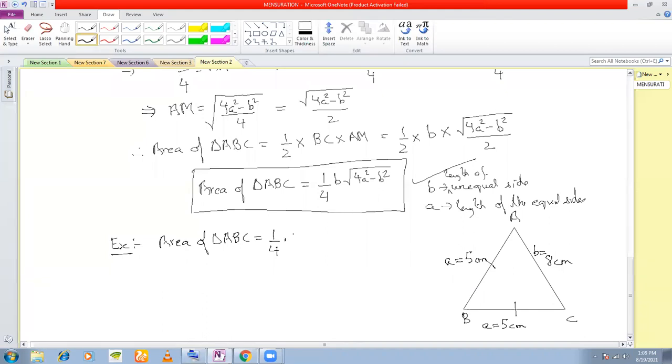Half B means half into 8, root over 4 into A square minus B square. So you can cancel here, 2. So 2 square root, 25 into 4 is 100, minus 64, which is equal to 2 root 36, which is equal to 2 into 6, which is equal to 12 centimeters square. Is it clear?